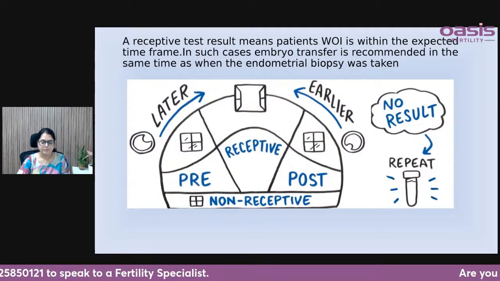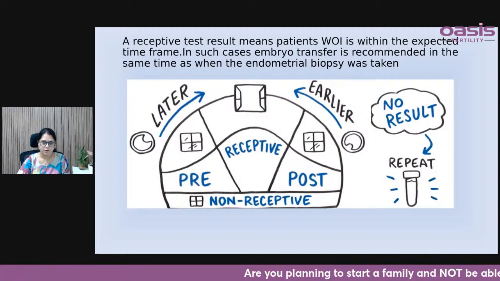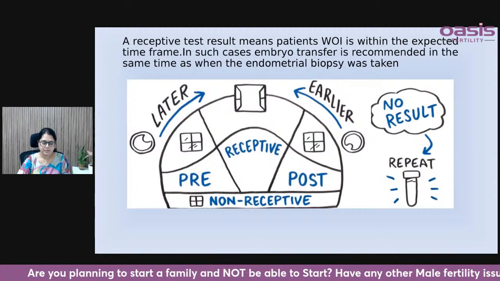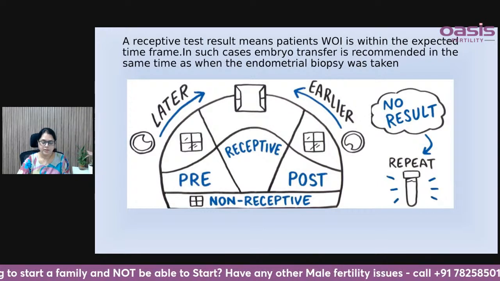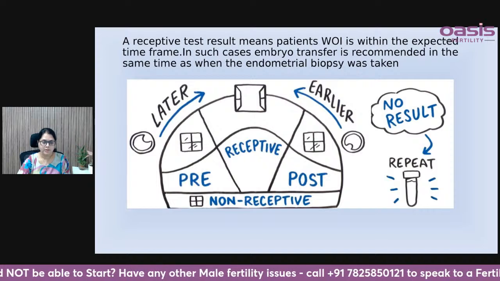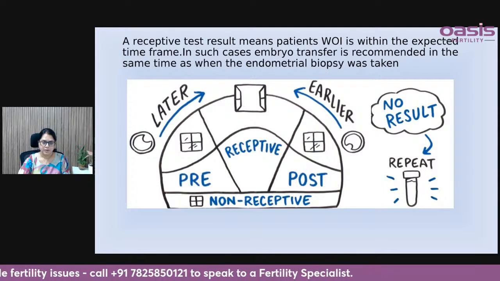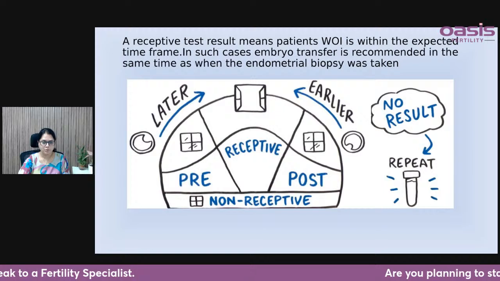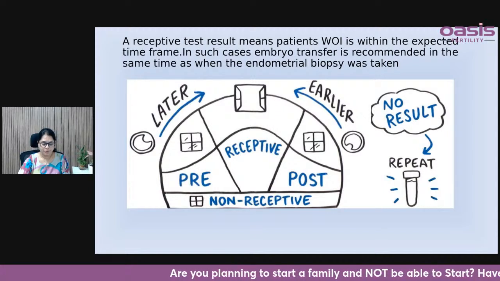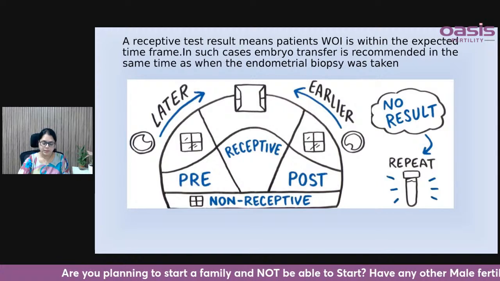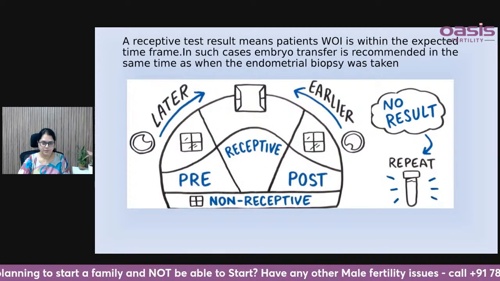A pre-receptive test result means a patient may have a displaced window of implantation and the endometrium is not receptive to the embryo. In such cases, embryo transfer is recommended later than when the endometrial biopsy was taken. A post-receptive result means the patient may have a displaced window of implantation and the endometrium is not receptive to the embryo. So embryo transfer is recommended earlier than when the endometrial biopsy was taken.